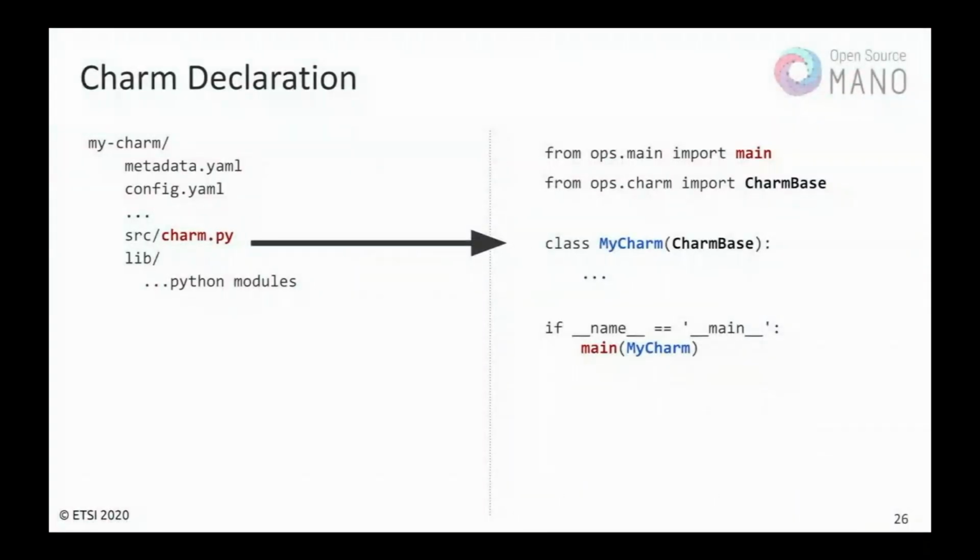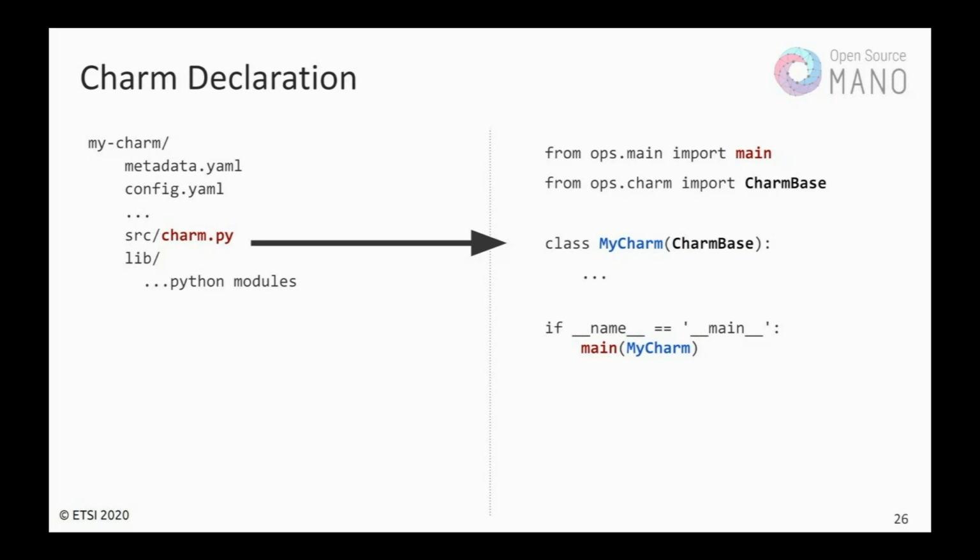All right. So in order to start writing a charm, you need to understand that there are different parts of a charm. There is a declarative part and something that you actually need to implement. So the metadata and config represent the declarative parts. And your charm code is just Python.